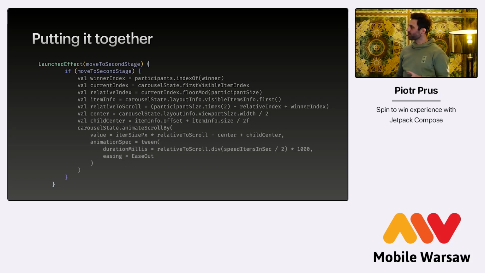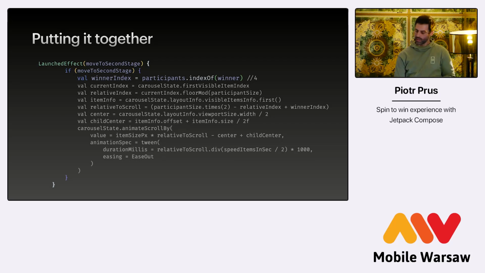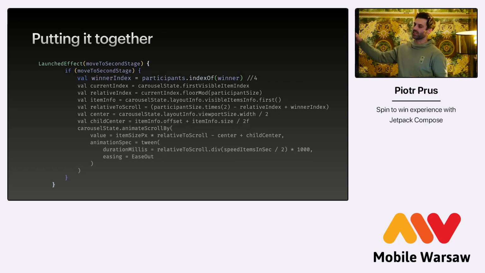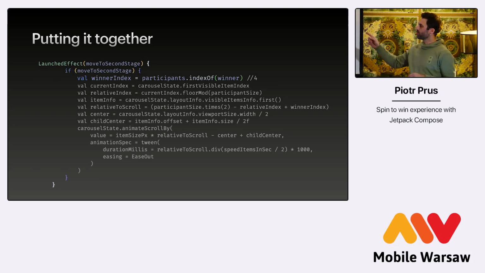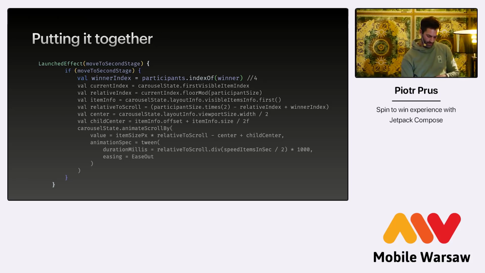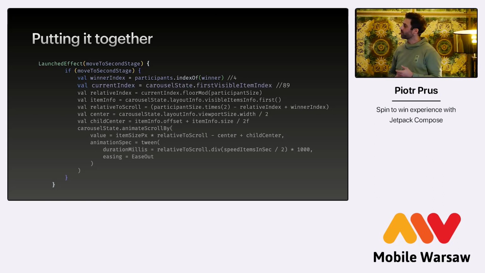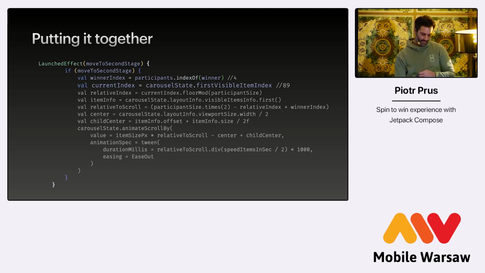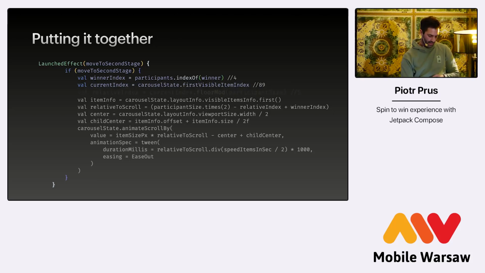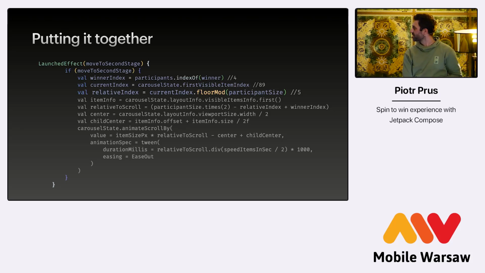So putting it all together, I will go slowly, step by step, how it works. When we move to the second stage, from the infinite linear scroll to the slowdown, we need to know which is the index of our winner. In that case, that will be index 4, so actually user 5. The current index, so we need to know where on the viewport is the current first visible item. In that case it will be 89. We need to calculate the relative index, that will be 5.